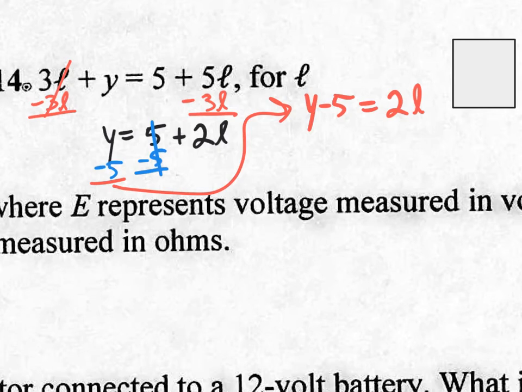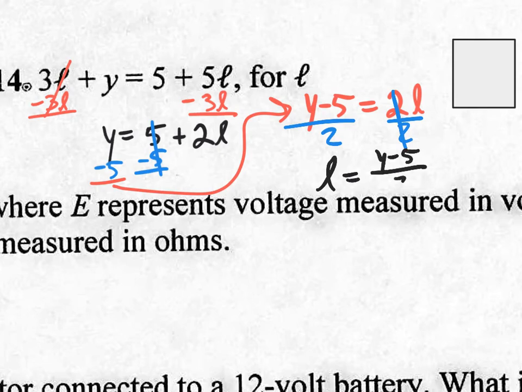Final step to get L by itself. I need to get rid of this 2 in front. So I'm going to divide by 2. What I do to one side, I do to the other side. And I just do it to the entire side. So there is my answer. I'm going to write it with the L on the left. L equals y minus 5 over 2. That's it right there.